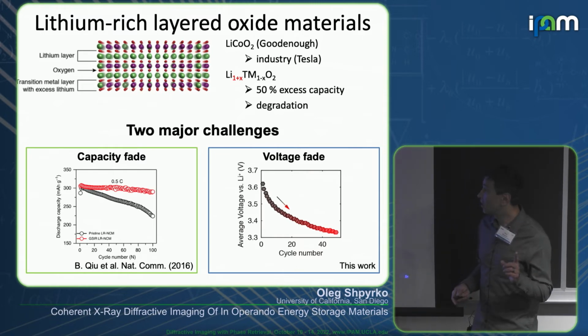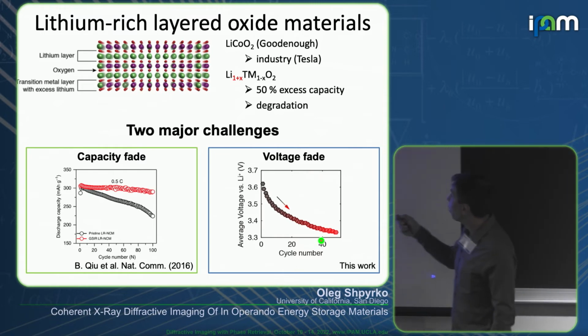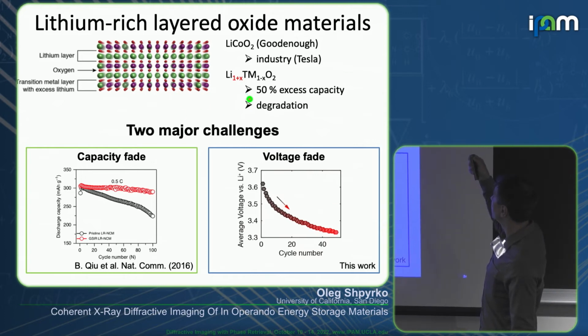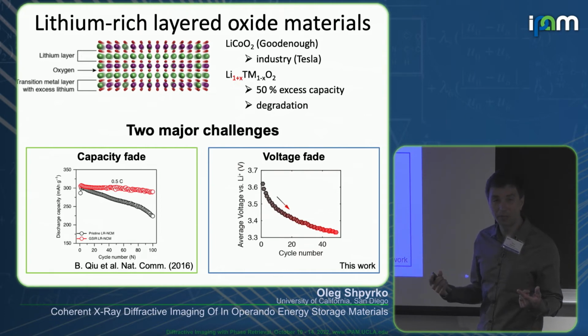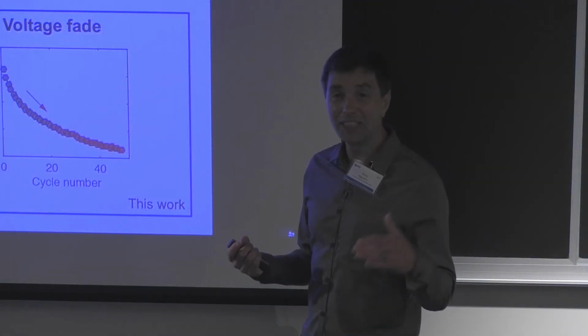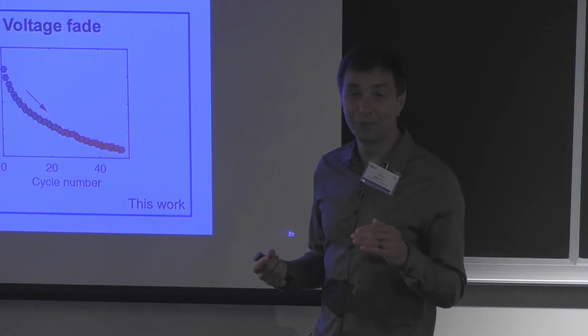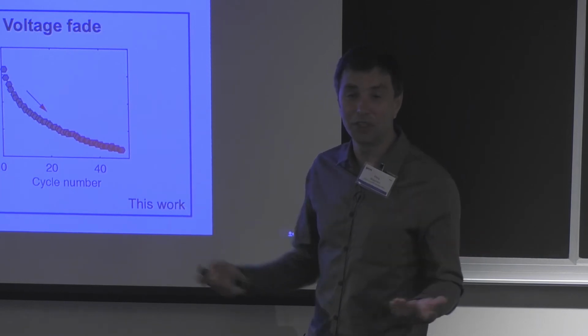The other weird thing that I forgot to mention here is that when theorists who use DFT try to model this material, they cannot come up with the argument of where this 50% extra capacity comes from. In fact, all of the calculations can get you maybe 20% extra capacity, but the experimental data is much better than what theorists with the best tools that they have can predict.